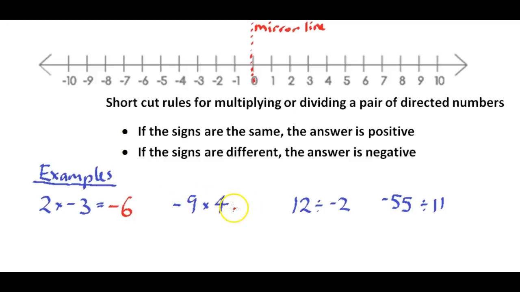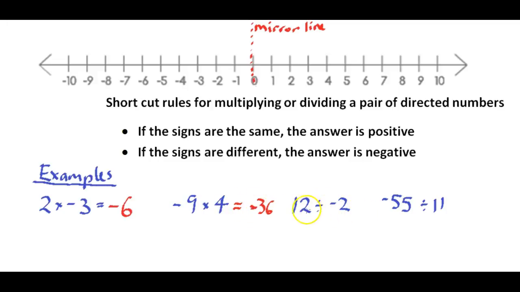For this pair of numbers, my signs are different. Remember, that's a positive. So I'm going to multiply first. 9 times 4 is 36. And then I'm going to flip its position because we've got a negative times a positive, which is a negative.